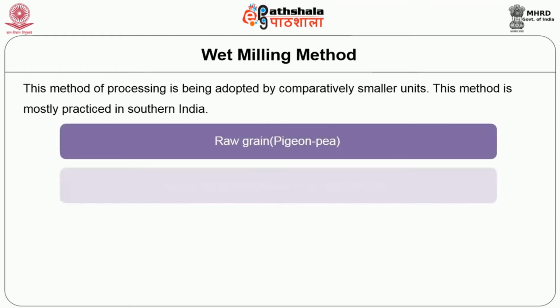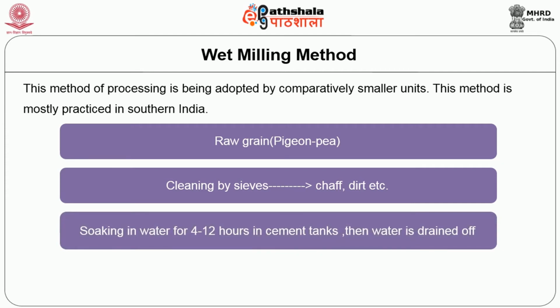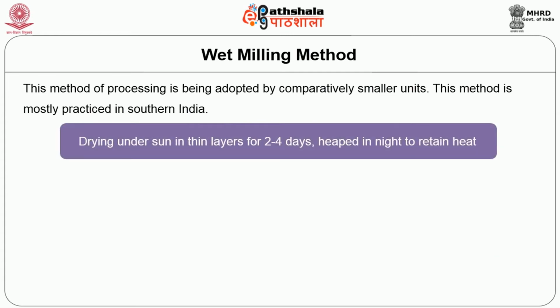The raw grains are first cleaned by sieves to remove the chalk and dirt. They are then soaked in water for 4 to 12 hours in cement tanks, then the water is drained off. Next, the soaked grains are mixed with red earth to form a paste at 2 to 3% level. Grains are then heaped for 15 hours. They are then dried under the sun in thin layers for 2 to 4 days. Then they are heaped at night to retain their heat.